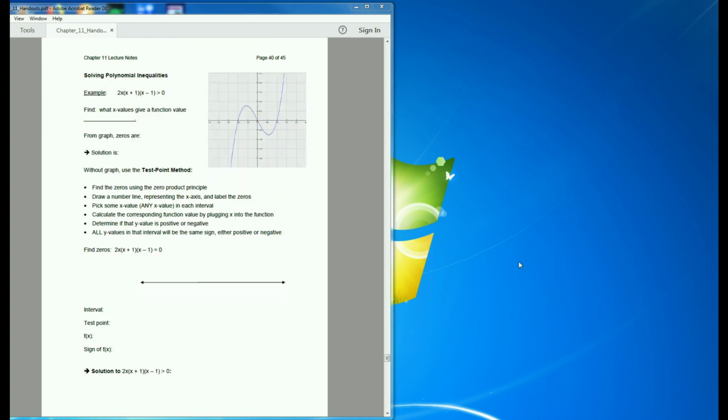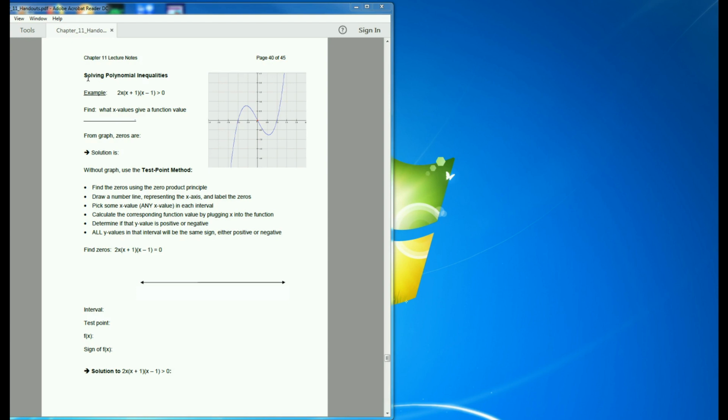All right, so on to the next objective for this section: solving polynomial inequalities, which, by the way, is exactly the same thing we just did. A quadratic is a polynomial. It's a degree 2 polynomial. The only thing different here is that we're going to look at cubic polynomials. So that's polynomials of degree 3.